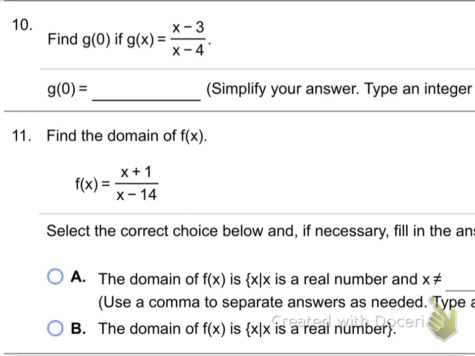So if you put a 0 in here and a 0 in there, what do you get? Minus 3 over minus 4. Two negatives? Positive 3/4. Done. Good? Can you do number 11? 11's back to domain now. They're changing it again. So do the domain thing.